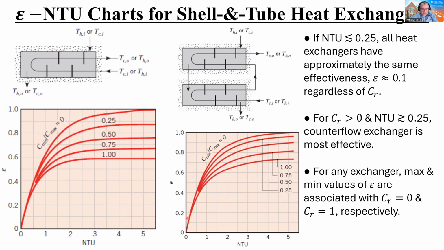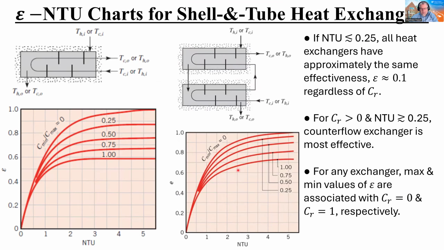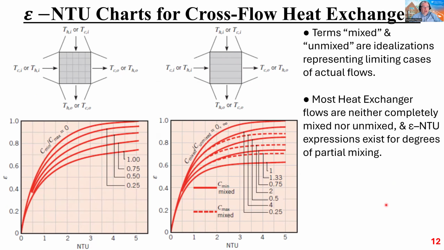You could also see that here. If I've got a particular NTU, it doesn't matter whether it's shell and tube or what, this is CR equals 1, this is CR equals 0.75, 0.5, 0.25, and 0. You can see that for any NTU value, the effectiveness goes up as CR goes down. The same is true here, here, and here. So you can see visually what's written here in words.